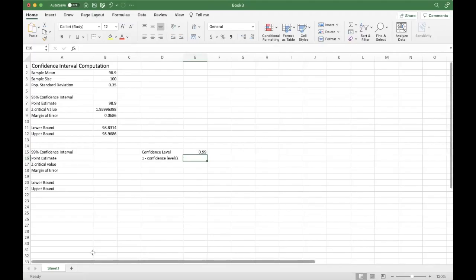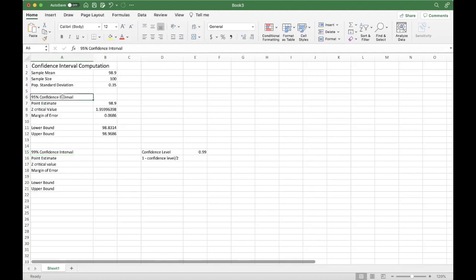All right, I wanted to talk really quickly about what it would look like if we wanted to change the confidence level of our interval, right? So we still have these same values as the previous video. We've got our sample mean, sample size, and the population standard deviation. The difference now is that I want to compute a 99% confidence interval, right?